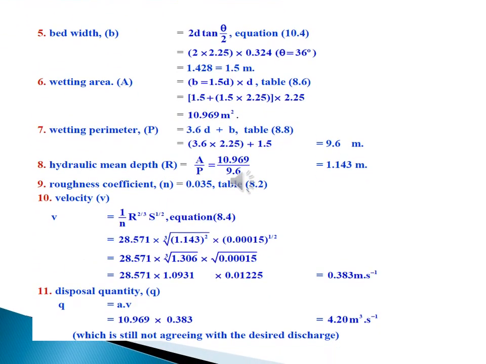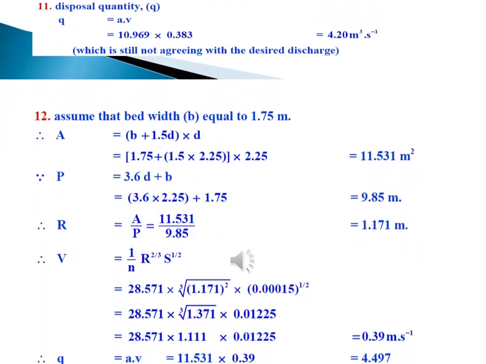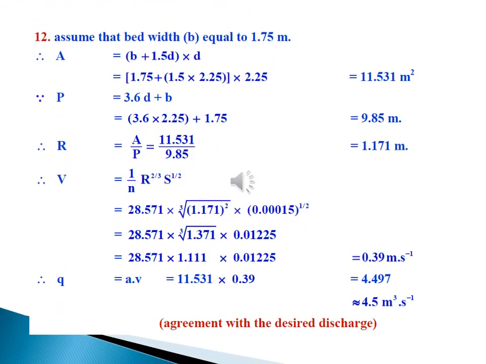My dear, take care. Rest of solution steps: bed width, wetted area, wetted perimeter, hydraulic mean depth, roughness coefficient, velocity, and disposal quantity. My dear, the rest of the solution steps until obtaining the suitable dimensions of the drainage collector. Follow it, my dear, by yourself. It is so easy and clear.